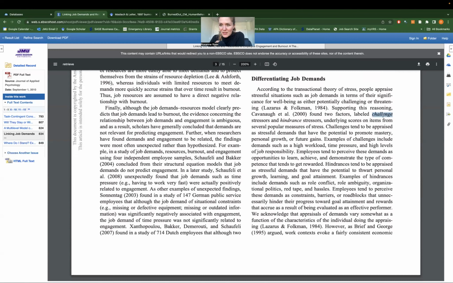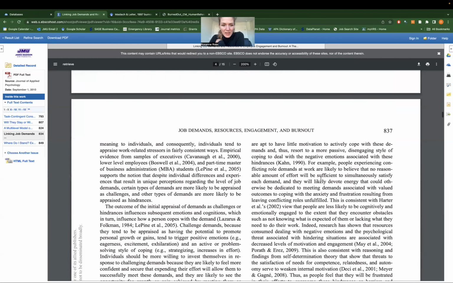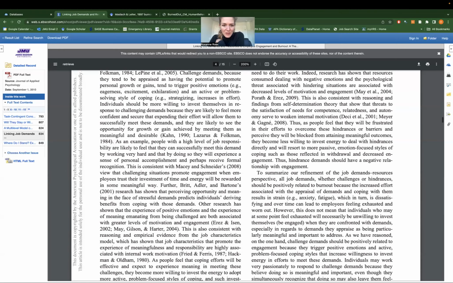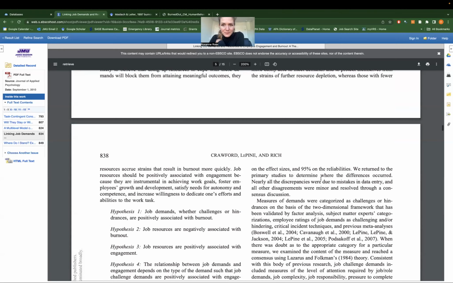If you wanted to go into what these different types of job demands are, it looks like they go into that. If you're interested in including that, you could include it. So they describe 2 different types of stressors, different types of job demands. Maybe you're summarizing or reading this as well.